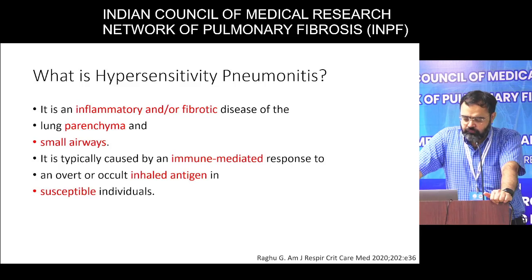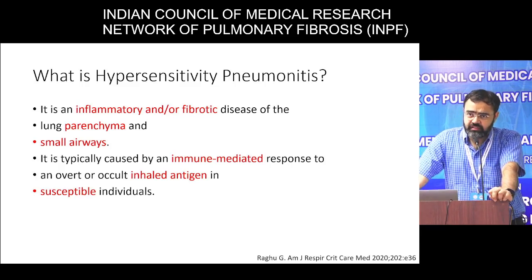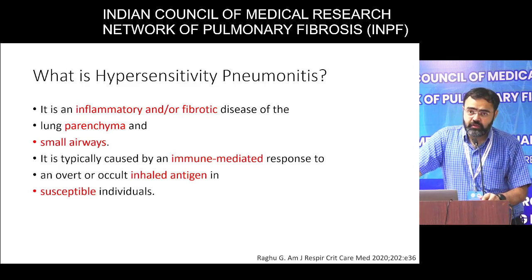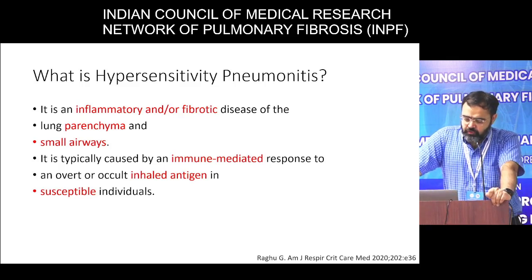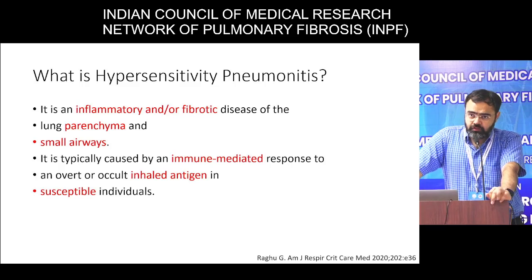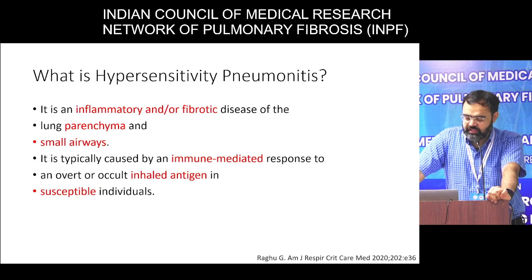So the guideline defines HP as an inflammatory and or fibrotic disease. So look at the red marked terms because they are very important. Of the lung parenchyma, but also of the small airways. It is typically caused by an immune mediated response to an overt or occult inhaled antigen in susceptible individuals. So these are the keywords: inflammatory or fibrotic disease, involves both the lung parenchyma and small airways. It's immune mediated, it is caused by an inhaled antigen, which is an organic antigen, and it occurs in susceptible individuals.